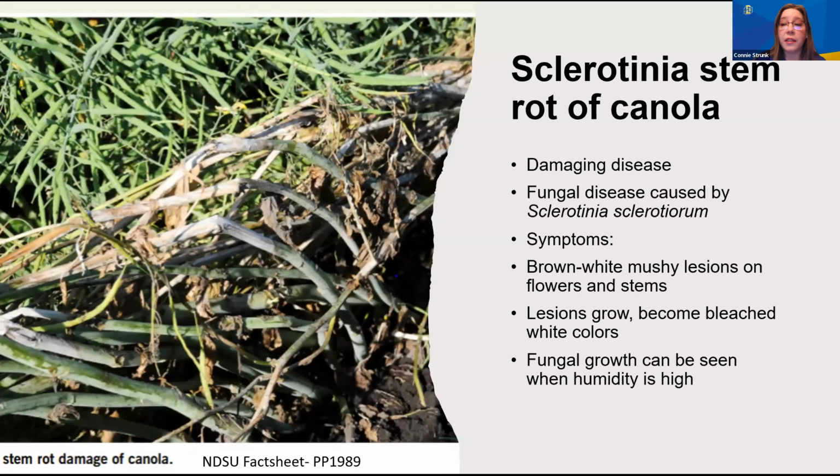With Sclerotinia stem rot of canola, again, it's another damaging disease. It's known as white mold, and causes a brown to white, mushy lesion on flowers and stems. The lesions grow and become bleached white. You may see some fungal growth when the humidity is high. You have to be careful with this one with rotation, because white mold is very susceptible to some other crops that are growing here in the state, such as sunflower, soybeans, etc.